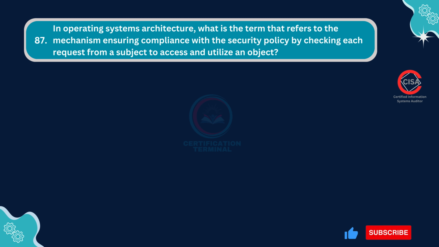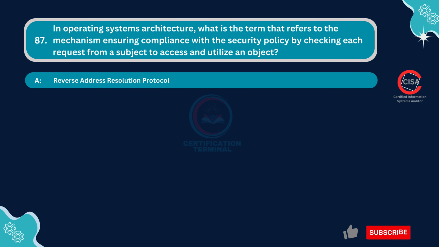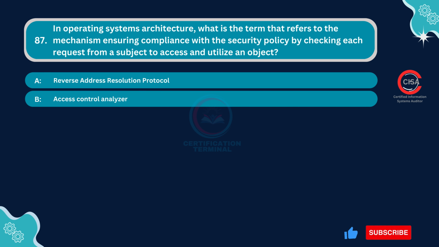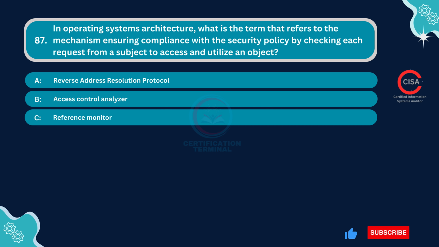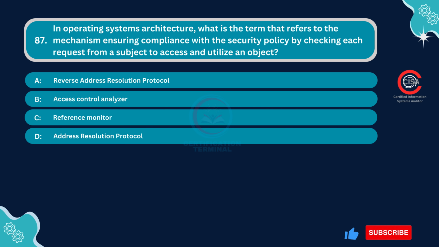Question number 87. In operating systems architecture, what is the term that refers to the mechanism ensuring compliance with the security policy by checking each request from a subject to access and utilize an object? Option A, Reverse Address Resolution Protocol. Option B, Access Control Analyzer. Option C, Reference Monitor. Option D, Address Resolution Protocol. The correct answer is Option C, Reference Monitor.